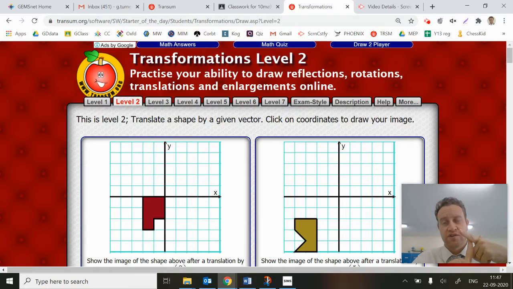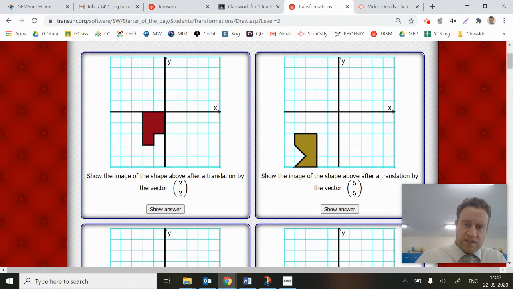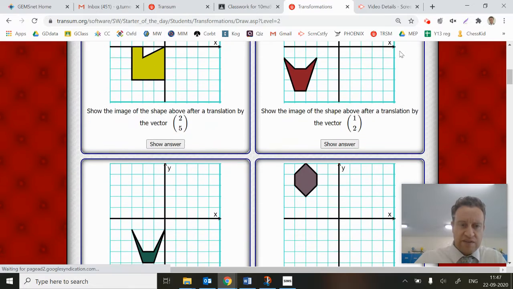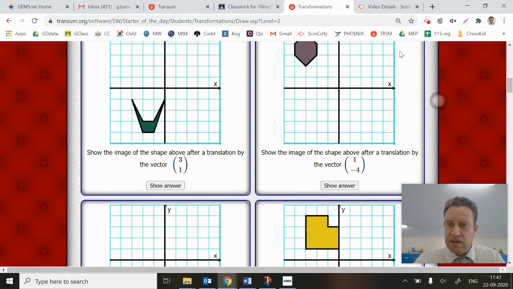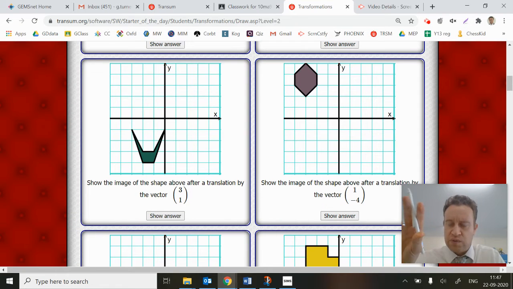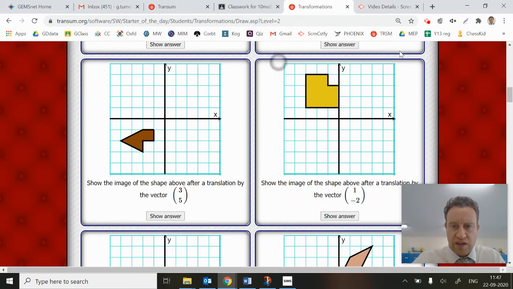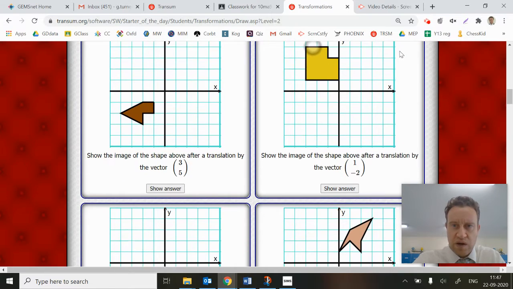Reflections, translations, rotations, enlargement. Okay, so this one is about translations. So let's take one of these. Let's take one with some negatives as well. This website is really great, of course, because you can actually do this without logging in, and you can check your answers as well. But let's try, for example, this one here.